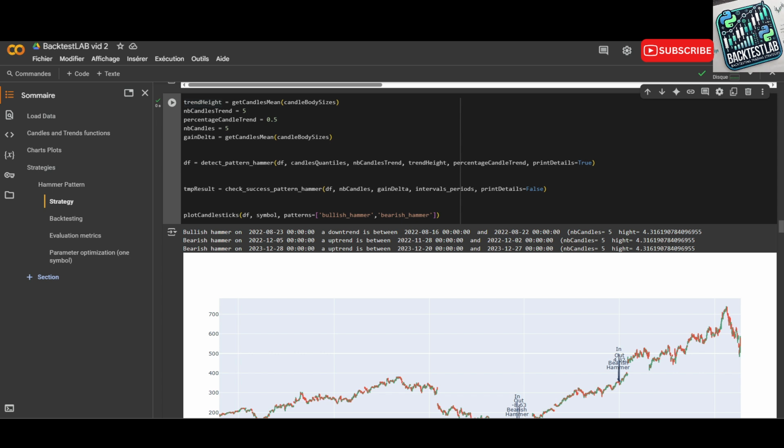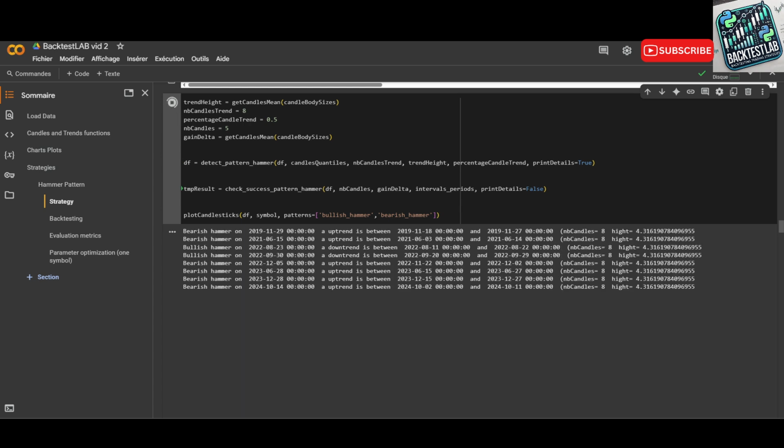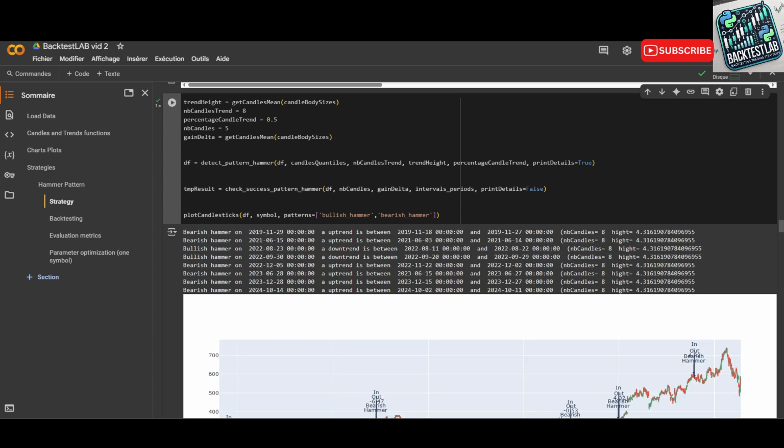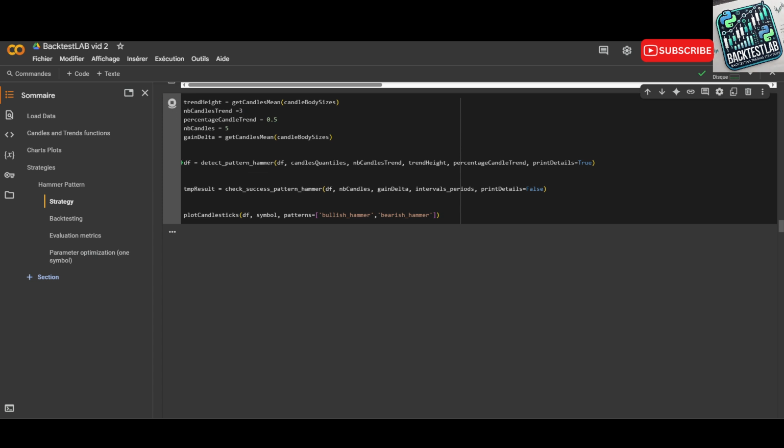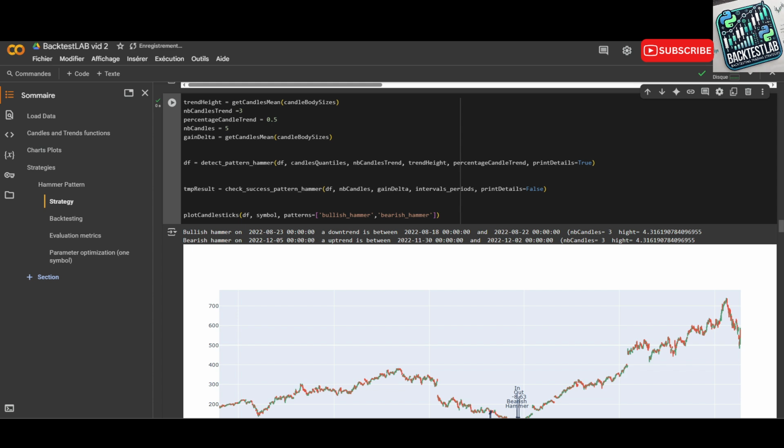So here we put, for example, the number of candles for checking a trend equal to 5, and for these specific values we got 3 trades. So if we change here, for example, let me put 8, we will get, as you can see, more trades. If we put, for example, 3, let's see how many trades. So we got only 2 trades.